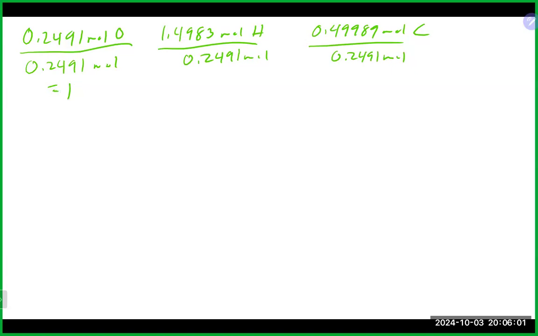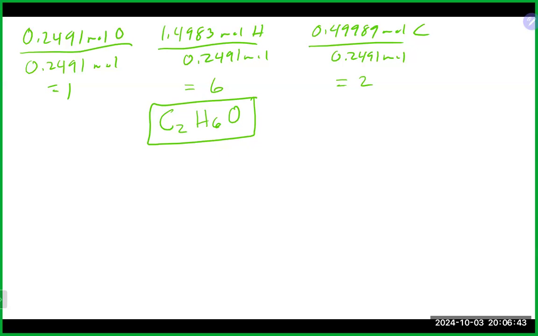And that is going to give me a 1 for the oxygen. For my hydrogen, that's going to basically give me 6.01. Again, close enough to round in that case to 6. For my carbon, we have 2.006, which is essentially 2. So we did essentially hit whole numbers, and that will be my empirical formula, C2H6O in this case.